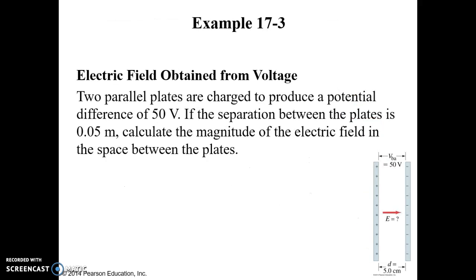Alright, let's do an example. Two parallel plates are charged to produce a potential difference of 50 volts. If the separation between the plates is 0.05 meters, calculate the magnitude of the electric field in the space between the plates. We'll apply our new electric field equation, which equals negative potential difference over distance. And that's pretty much it, except for plug and chug to get 1000 volts per meter.